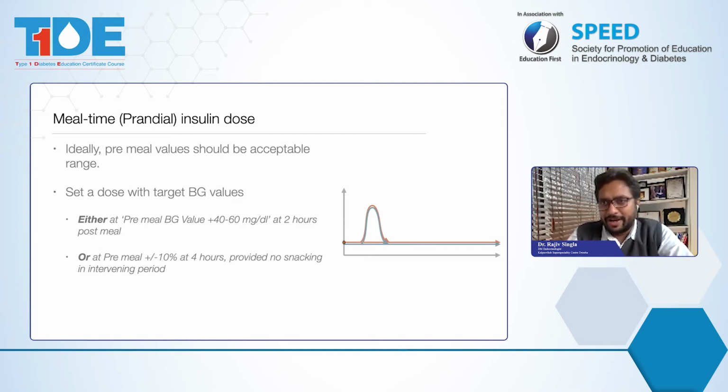2-hour values should be 40 to 60 milligrams per deciliter above your baseline. So for example, if my pre-meal blood glucose value was 130, then 2 hours after the meal my value should be somewhere between 170 and around 180 or so. That's the limit. If I'm within 40 to 60 above my pre-meal value at 2 hours, or at the same value as pre-meal 4 hours after, then I would say that my pre-meal dose is adequate.